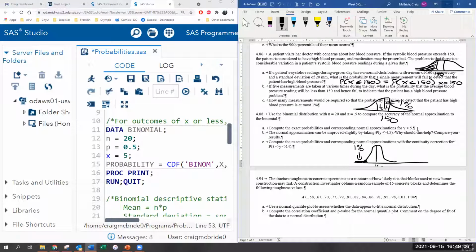Okay, anything else? All right, so data sets.